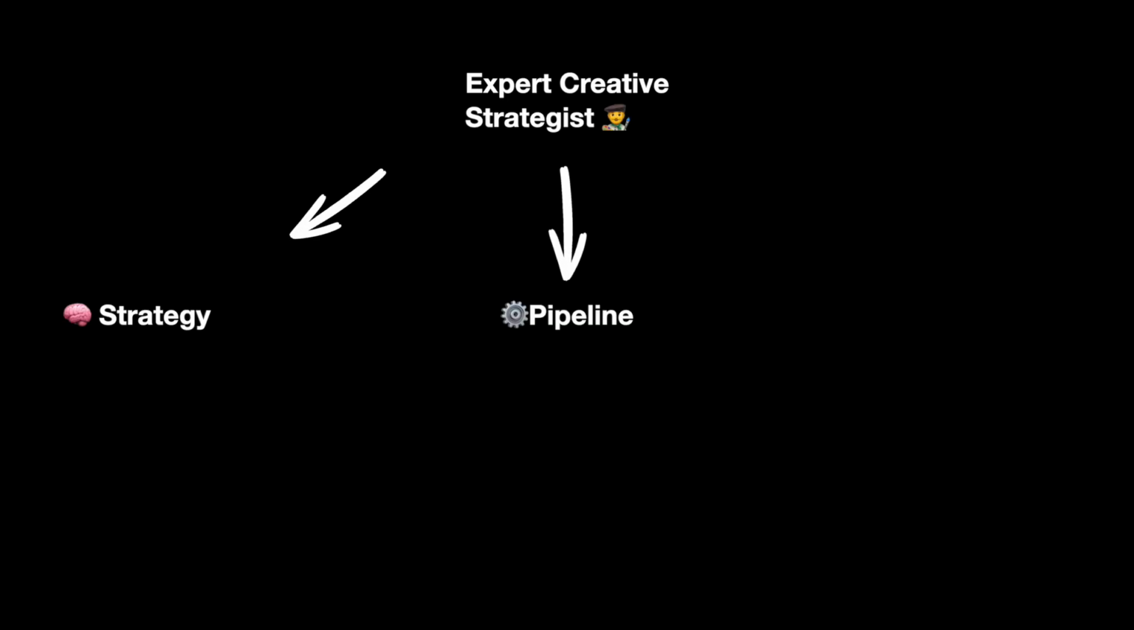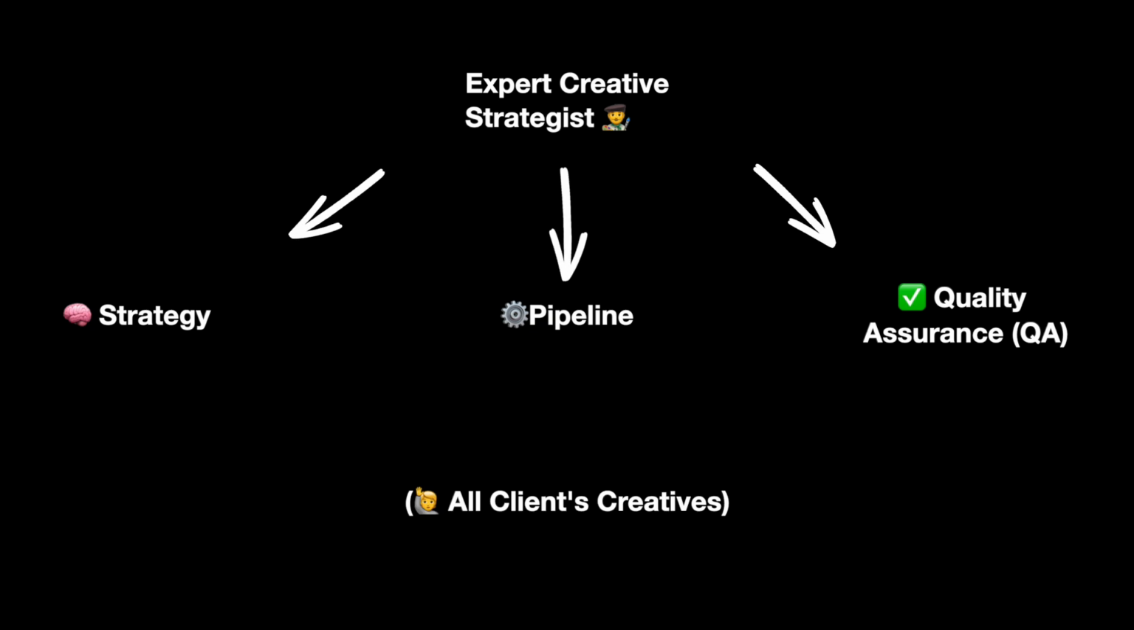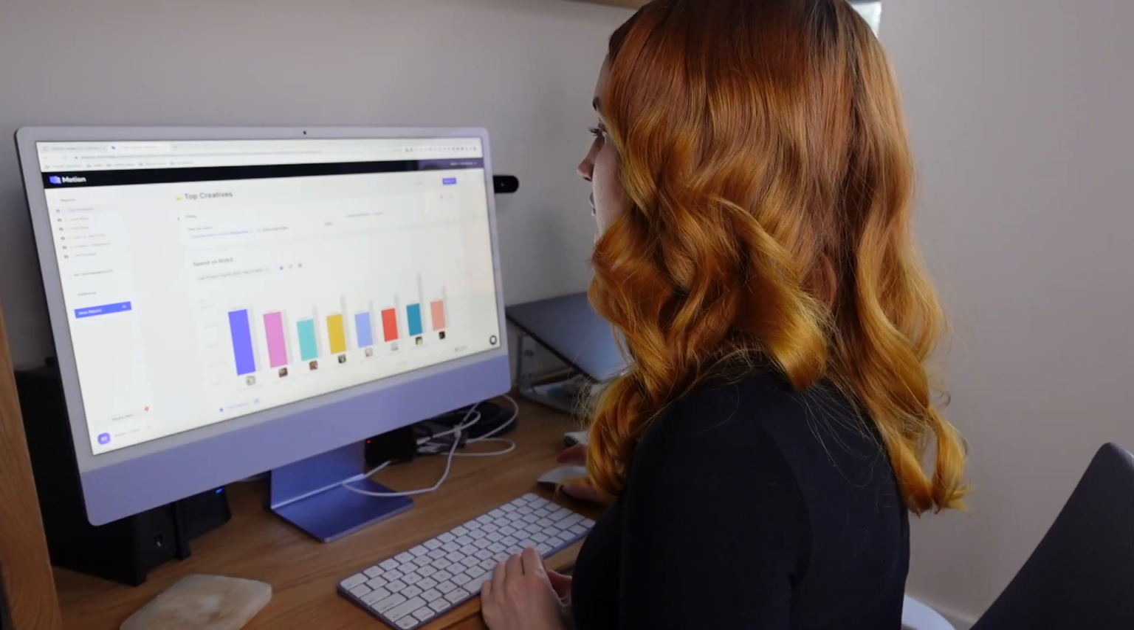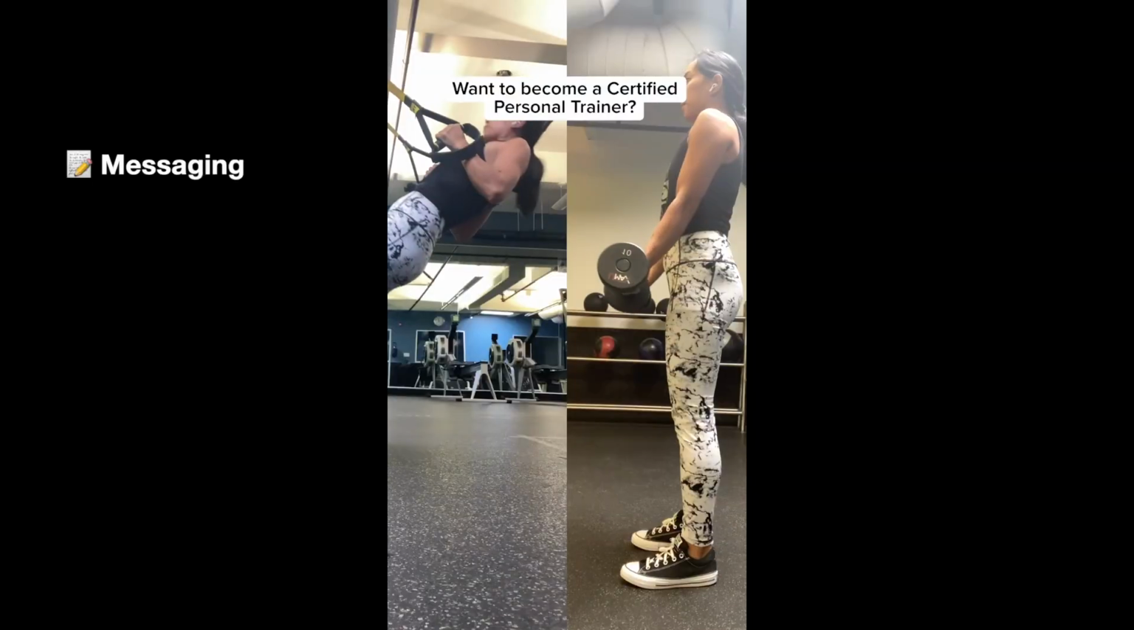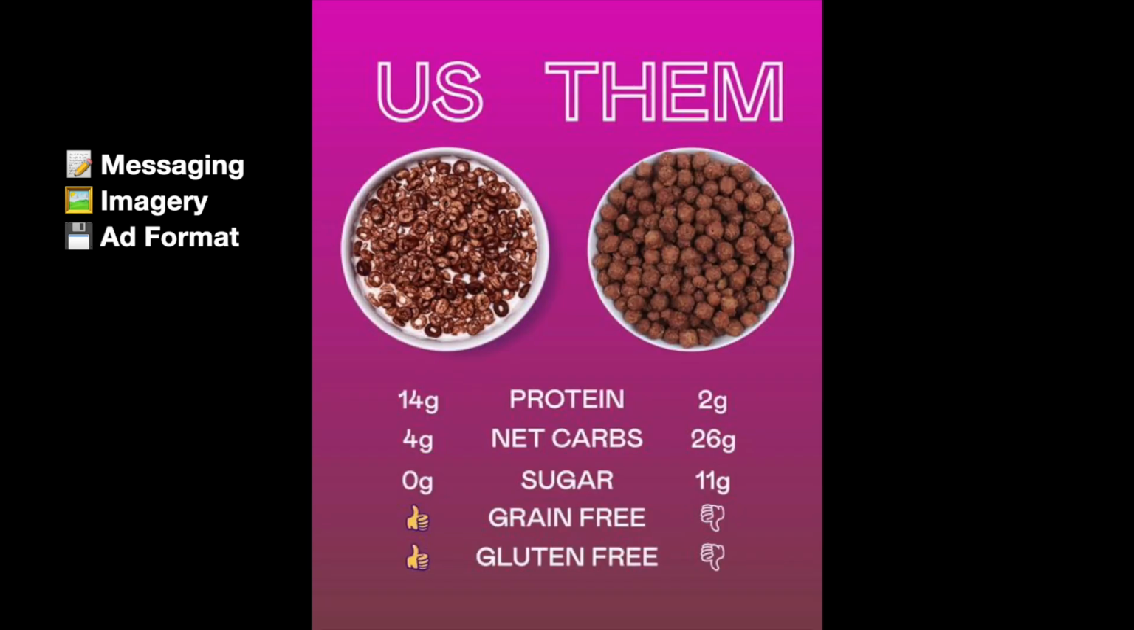This is a non-negotiable. So at Thesis, our creative directors, this is what we call our expert level creative strategists, actually own the strategy, pipeline, and QA of all of a client's creatives. And by owning the strategy, this is what I actually mean. A creative strategist will literally decide what ads we're going to run, with what messaging, what imagery, what ad format, and ultimately what strategy. They write briefs for UGC creators, and they spearhead the strategy for studio shoots.